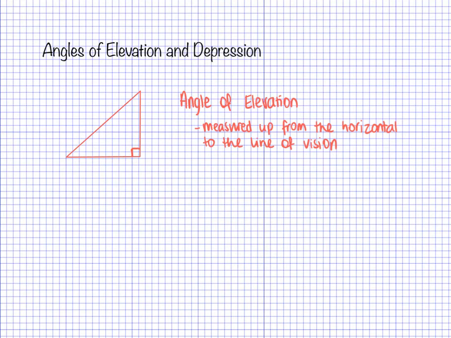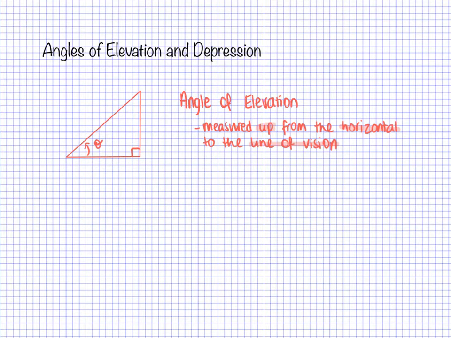Angles of elevation are measured up from the horizontal to the line of vision. In this example triangle on the left, we have our horizontal being, let's say, the floor. We could say this is the height of a tree, and this is the line of vision the person is looking along to the top of the tree, or any other worded example. If they had given us the angle of elevation to be 30 degrees, to put that in this triangle, we need to go from the horizontal to the line of vision. So our 30 degrees, or our theta, our unknown angle, would be this angle here, from the horizontal up to the line of vision.